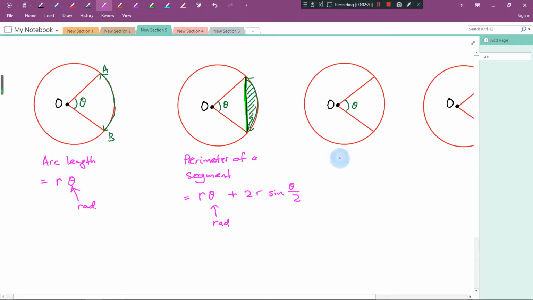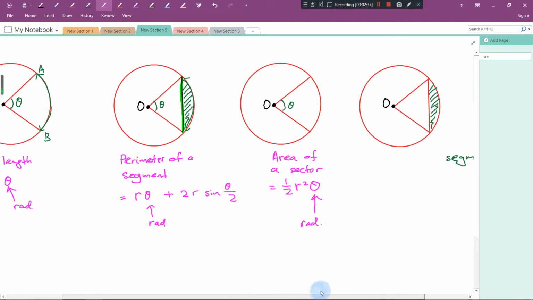Okay, so next we learn about the area of a sector. The area of a sector is 1 over 2 r squared theta. This theta must be in radian.